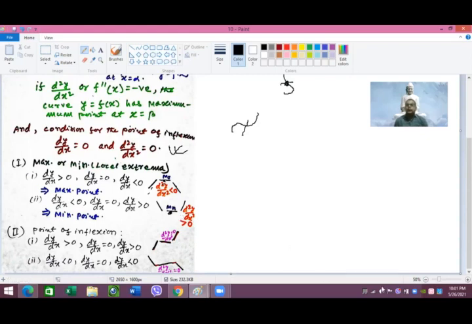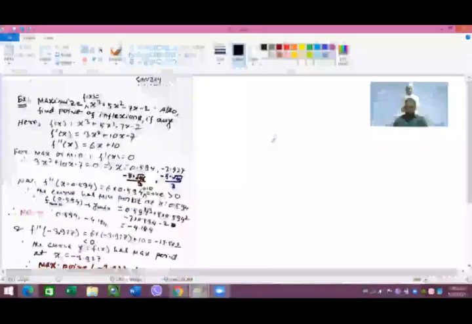But in the point of inflection, like here, for the local extrema you have positive through 0 to negative, or the gradient negative through 0 to positive. But in this point of inflection, you will see that the gradient is positive through 0 to positive again, or negative through 0 to negative again.